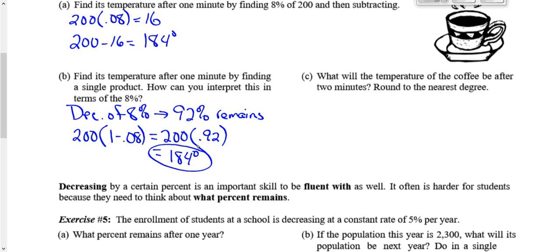So decay, okay? What will the temperature be of the coffee after 2 minutes? Well, here it is after 1 minute. So we can just do this thing again, can't we? So 184 times what? 92% of that remains, right? And what's that give you?